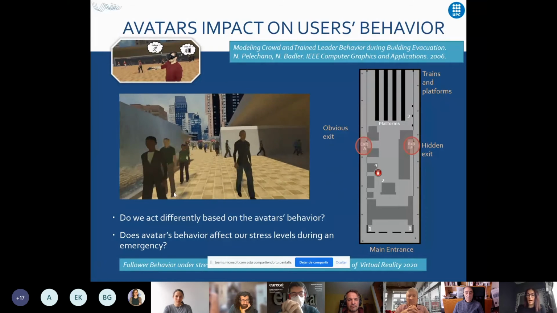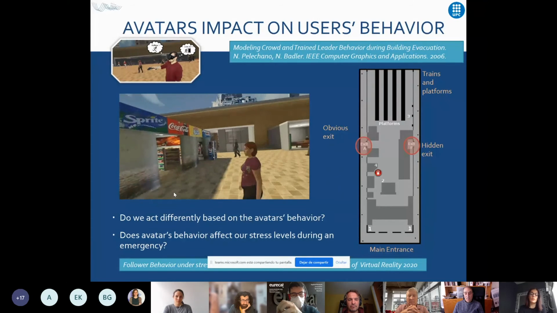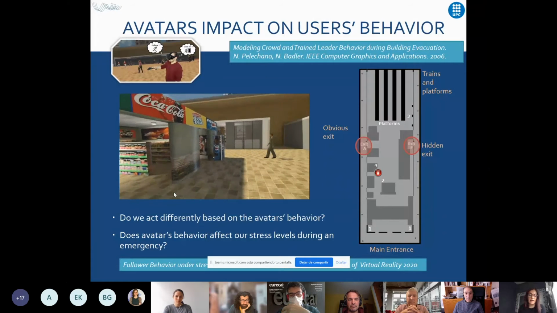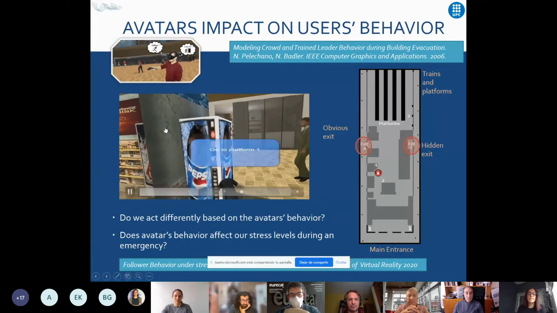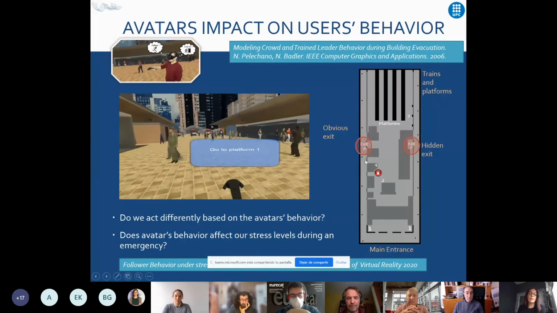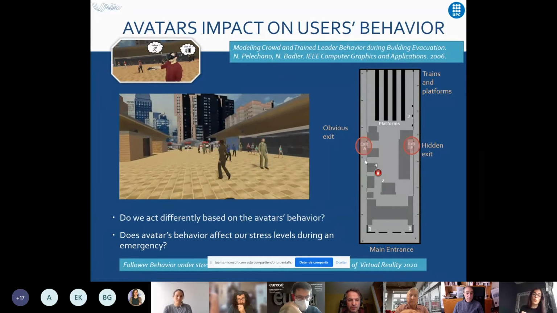It's an environment where we have a very hidden exit. You can see it on the floor plan on the right-hand side, at the end of a long corridor and hidden under a lot of shops. And then there's another obvious exit on the left-hand side that all the participants will see when they walk to the platform, and then they walk back.